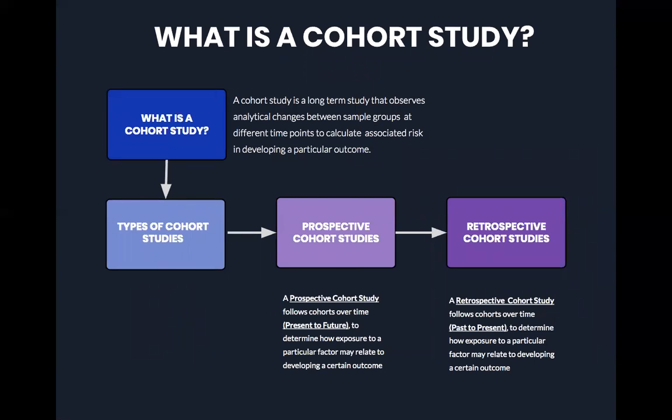So with these definitions in mind, a cohort study is basically a long-term study that observes analytical changes between sample groups at different points in time to calculate the associated risk of developing a particular outcome, of which there are two main types of cohort studies. There are prospective cohort studies, which start in the present and observe development of a particular outcome in the future. So from present up to the future.